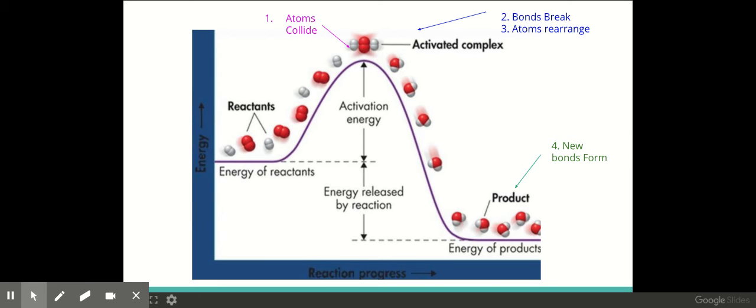We're going to start looking at these potential energy diagrams. These potential energy diagrams show the energy of the reactants. They show where the activation energy is and the atoms collide. When those atoms collide, they're at this peak right here, the activated complex. That's where the bonds are breaking and the atoms are reforming. And then they come down the potential energy and the energy of the products are lower.